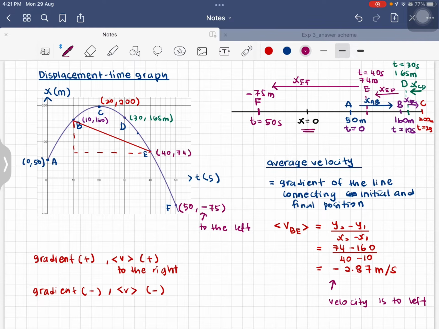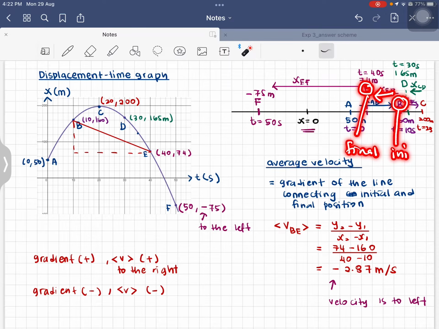Okay, we will look at, now we are considering from B to E. So from this point to this point. So now this is your initial and this is your final. Okay, daripada B nak pergi ke C, dia ke kiri. Ya, B nak pergi ke E, dia ke kiri.